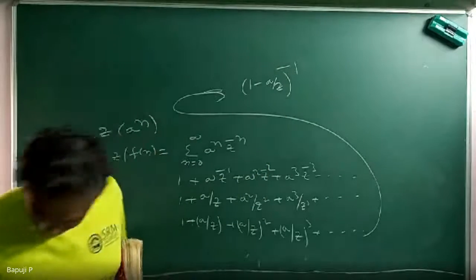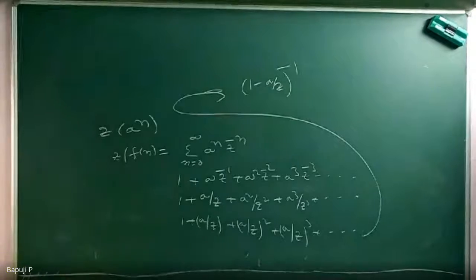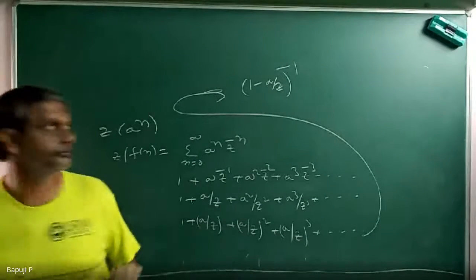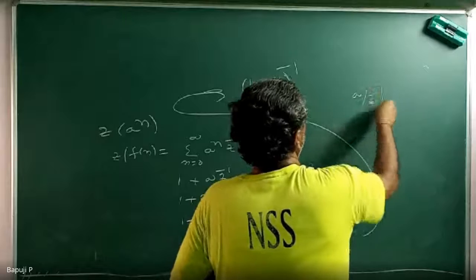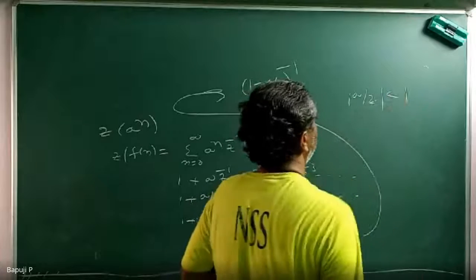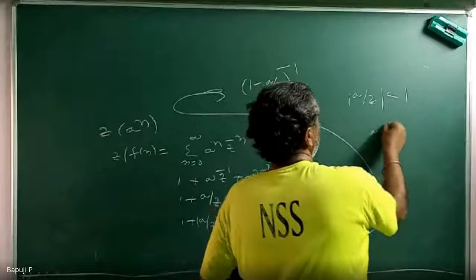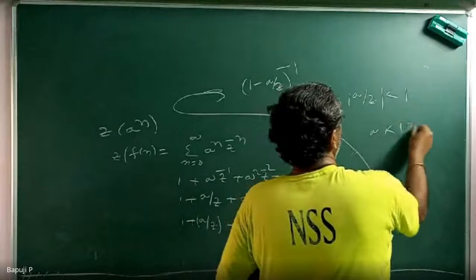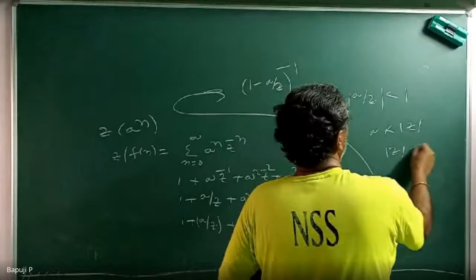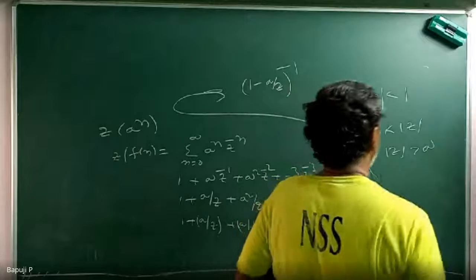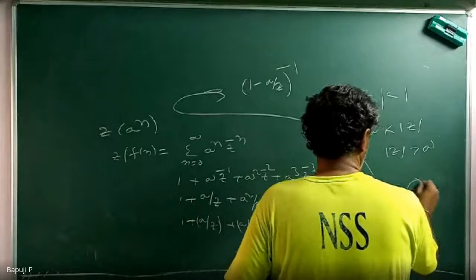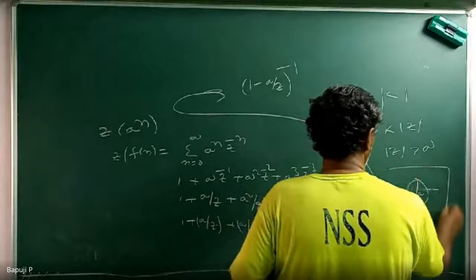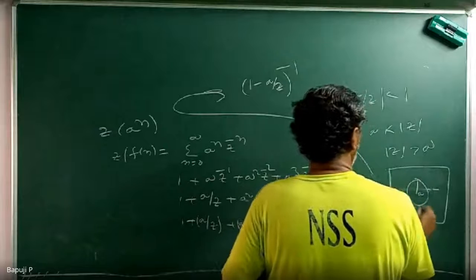So in this case, a by z is less than 1 is the region of convergence. So that is equal to 1. A is less than mod z, so mod z is greater than a. Mod z greater than a means what? Other than the circle of radius a, everywhere.